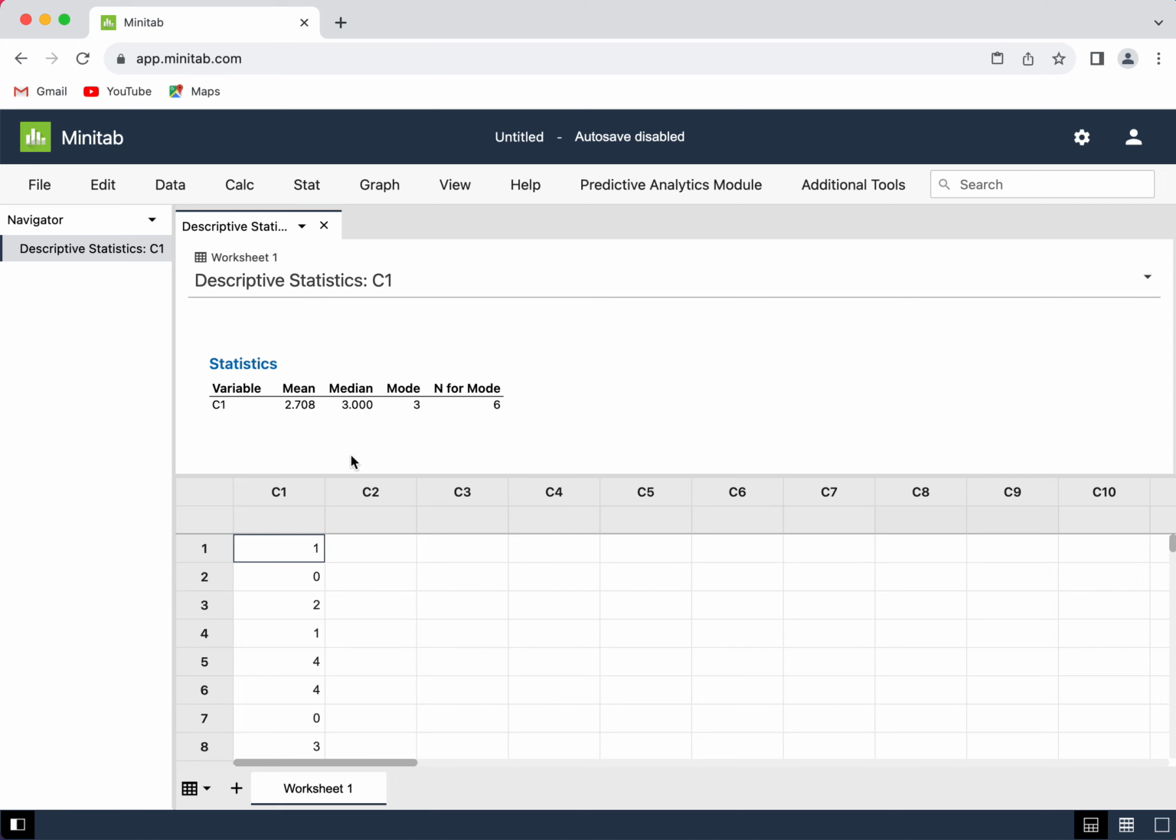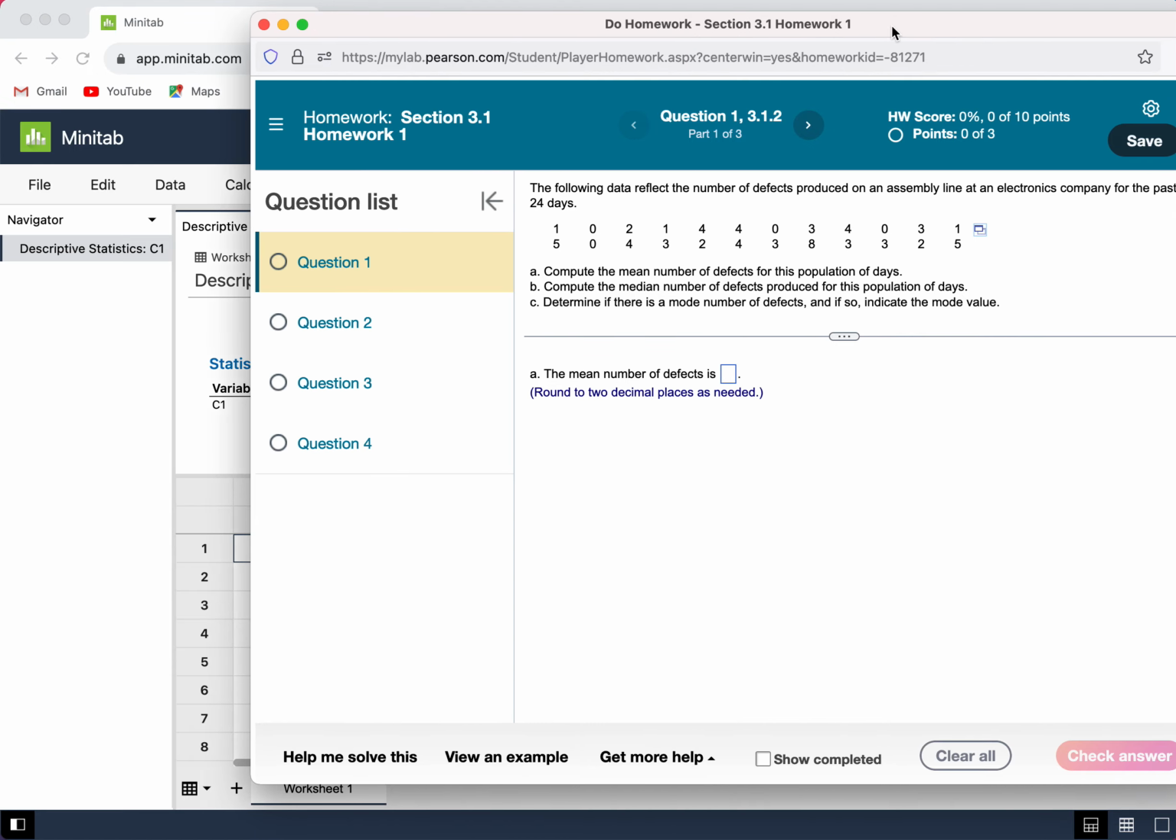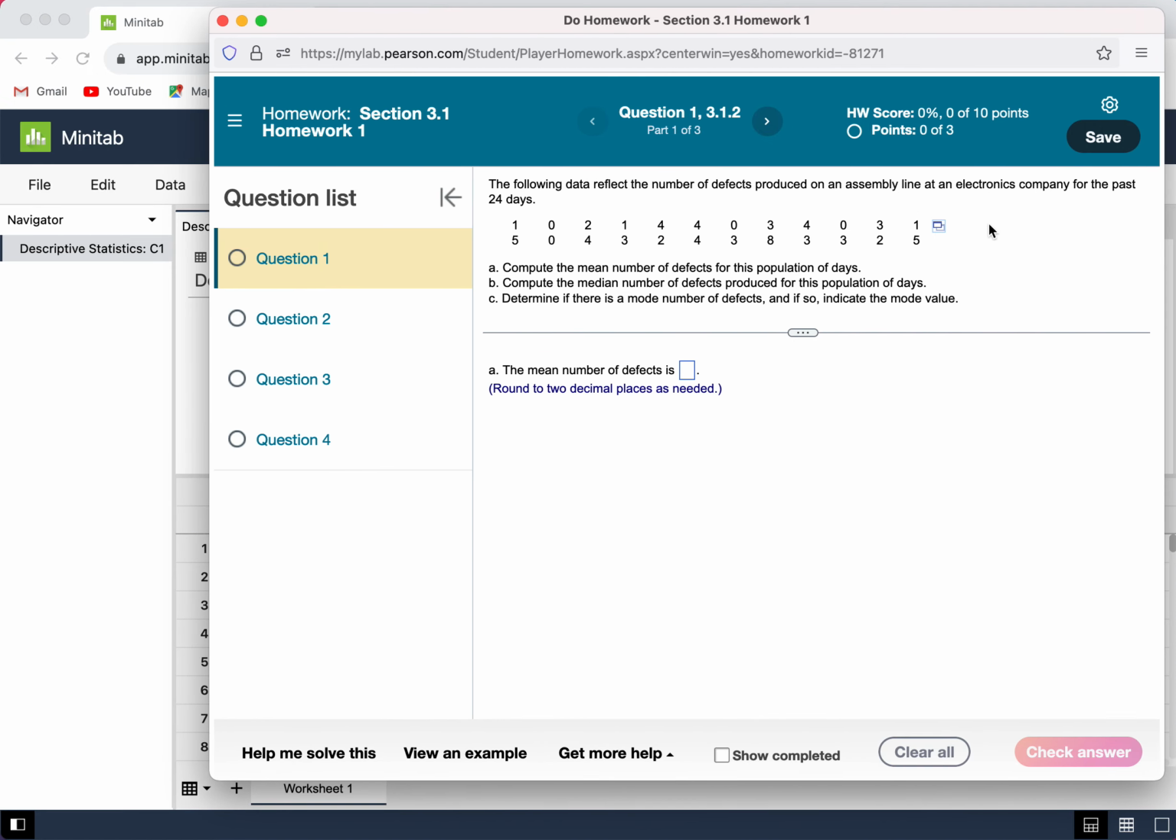And here are my statistics. So we have the mean, we have the median, we have the mode is 3, and N for mode tells me how many times that mode appears. So my mode is 3. N for mode means that the number 3 appears in this data set 6 times. And since this is a fairly small data set, I could count the number of 3's that appear, and I would find that there are 6 of them.